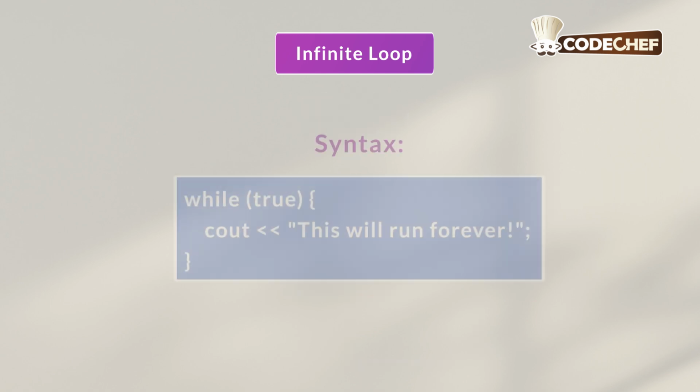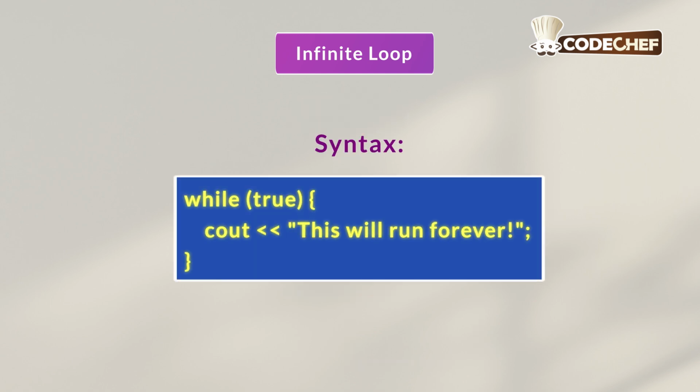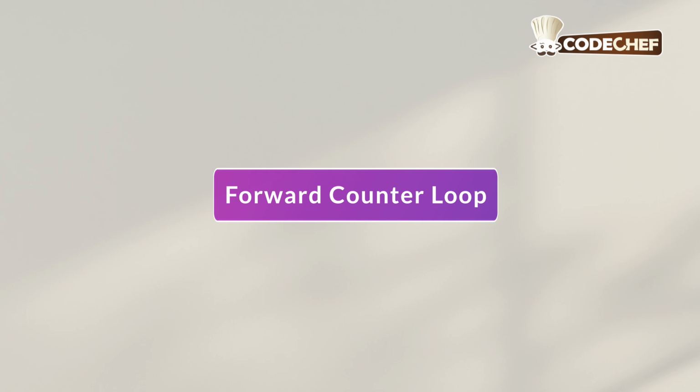Let's have a look at the syntax. So while (true). That means the condition is always true. Then inside curly braces, cout "this will run forever". So whatever piece of code is written inside the curly braces will keep on running forever because the condition is always true. Next is forward counter loop.